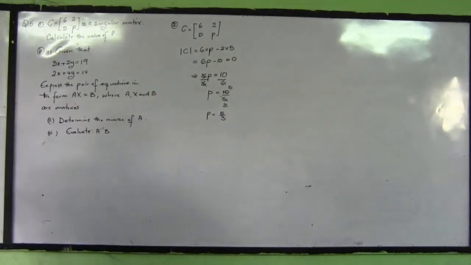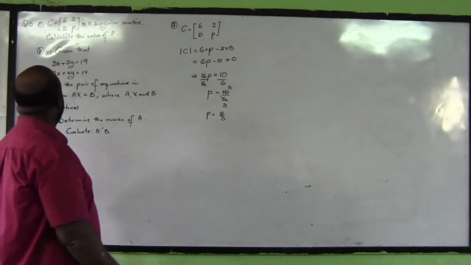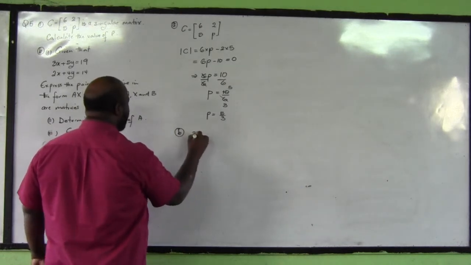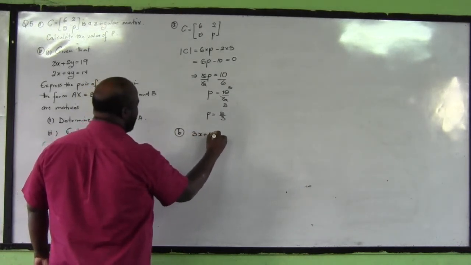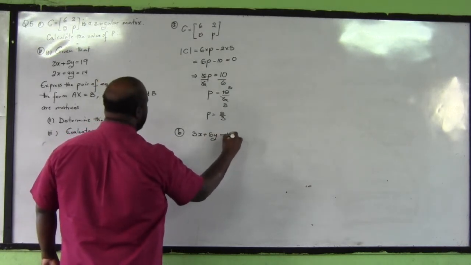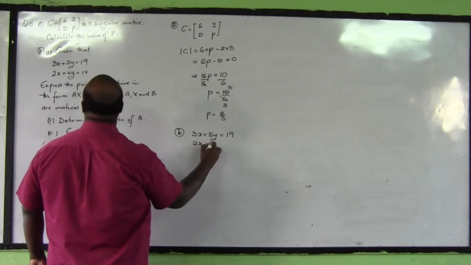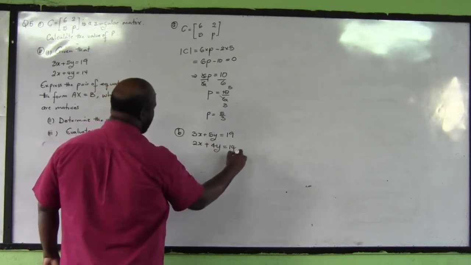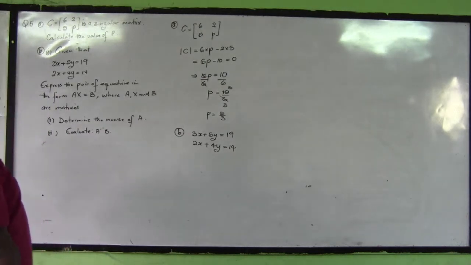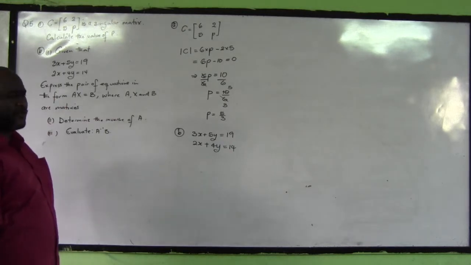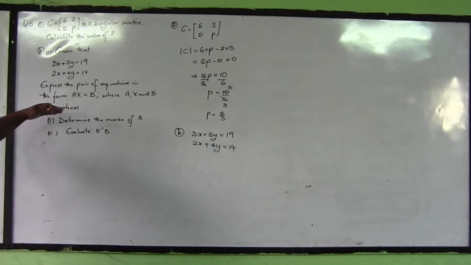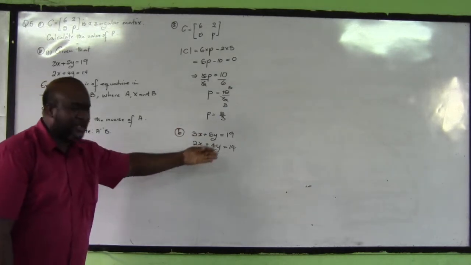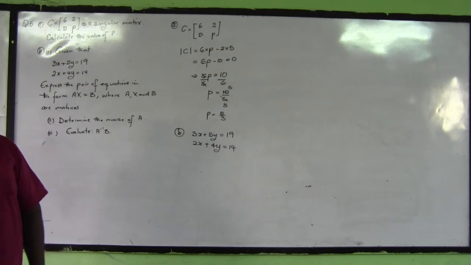B part of the question. It says, given that we have, so this is B(i), 3x plus 5y is equal to 19, and we have 2x plus 4y is equal to 14. We are to express the pair of equations in the form AX is equal to B, where A, X and B are matrices. Well, the very first thing we have to do is to represent the simultaneous equations as a matrix equation. It's not difficult to do.